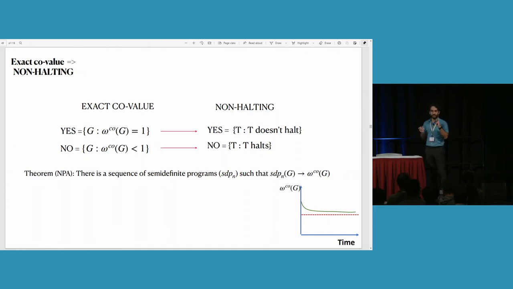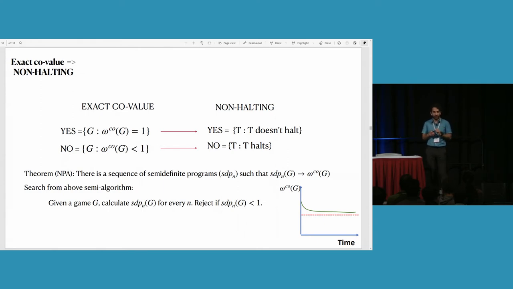It uses this theorem known as the NPA hierarchy. So what does this theorem say? It says that there is a sequence of semi-definite programs, SDP1, SDP2, all the way to infinity, such that the values of these SDPs approach the commuting operator value of the game from above, as indicated by that plot over there. So now, given a game, I am going to construct a Turing machine as follows. The Turing machine is just going to calculate these SDP values one by one, and it rejects the moment it sees that an SDP value drops below one. So by the theorem, it should be clear that if the game has value of one, this Turing machine never halts.